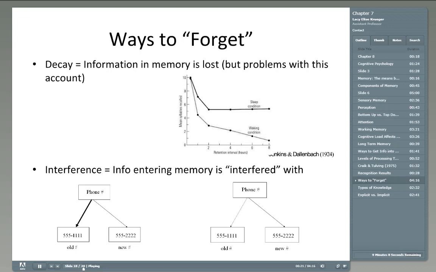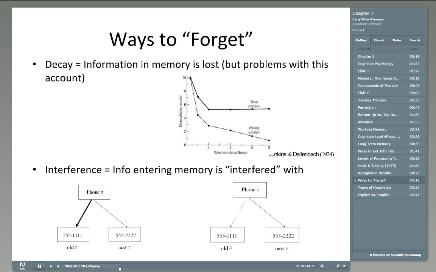Now, we can also talk about the flip side of this, in terms of not getting memory in, but instead you've gotten the memory in, but you seem to not be able to get it out. And that's with forgetting. We'll talk about a couple of ways to forget. Now, when we talk about forgetting, oftentimes people will refer to decay. And we know that sensory information does decay, but whenever we're talking about memory from long-term memory, there are usually problems with this account. Decay simply means that information in memory is lost through time.